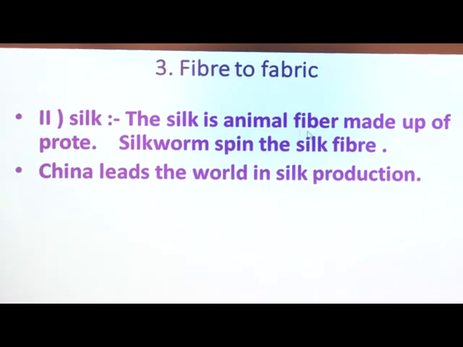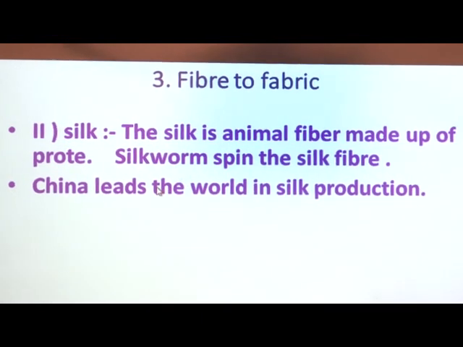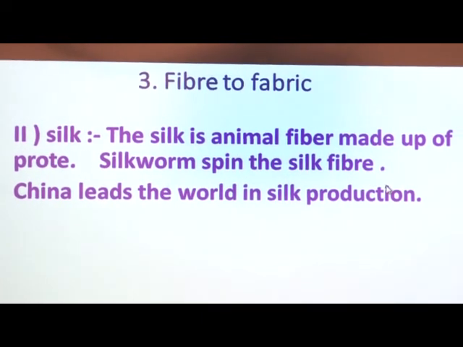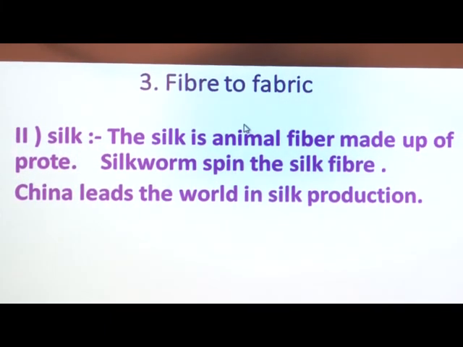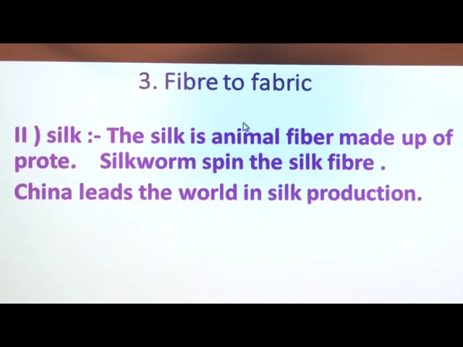Silk is an animal fiber made up of protein. Silkworms spin the silk fiber. So what does silk mean? Silk is an animal fiber, and that animal fiber is made up of protein. And who spins the silk fiber, or which animal is there from which we get silk fiber?